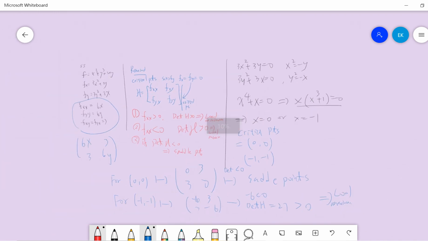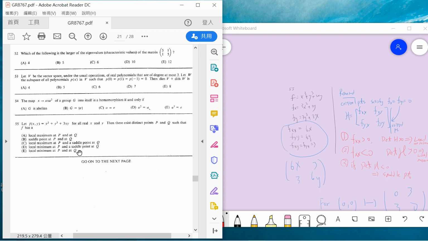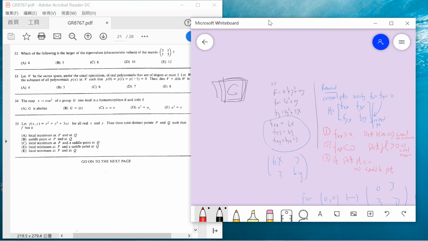Okay, this is the whole computational process. So the answer is local maximum P and saddle point Q. So the answer is C. Okay, so we solved 52, 53, 54, 55.